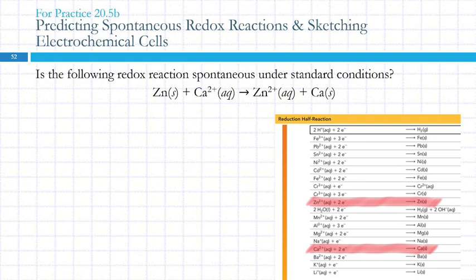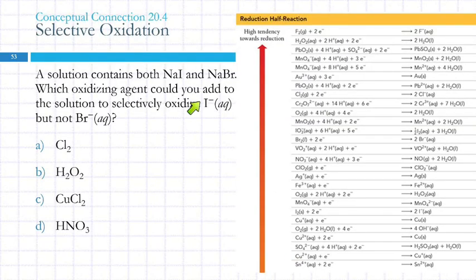So is this spontaneous? No. We're talking about oxidizing these things. Oxidation is loss of electrons, right? So the oxidation of I minus would give us this if we balance the half reaction.